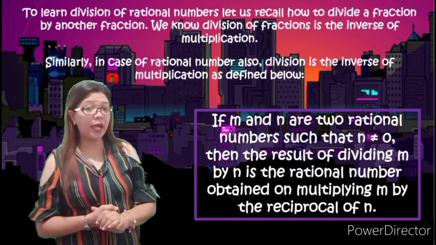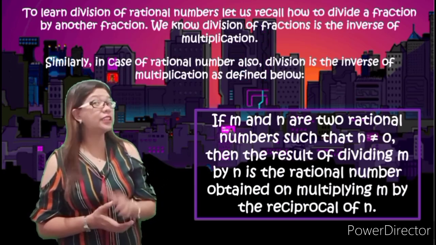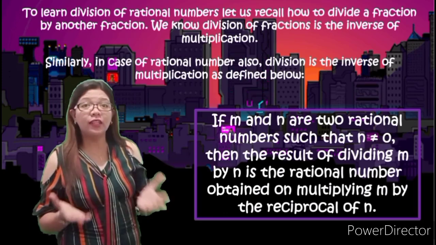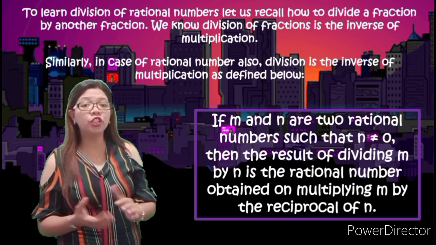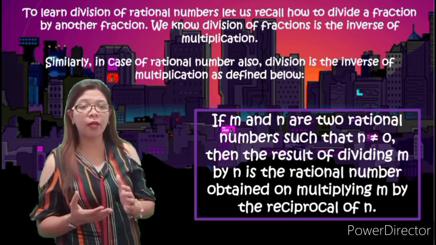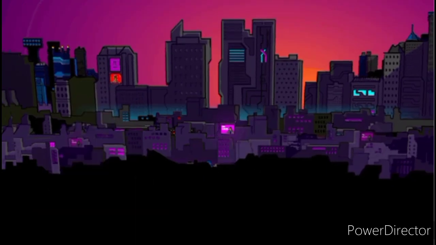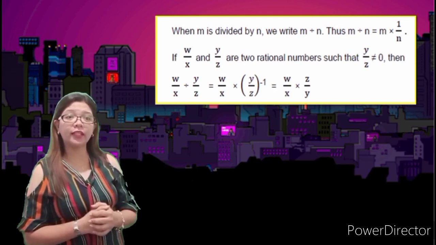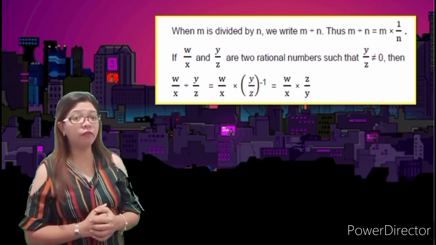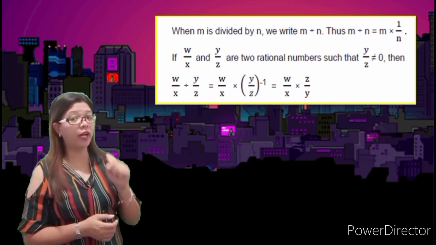If m and n are two rational numbers such that n is not equal to 0, then the result of dividing m by n is the rational number obtained on multiplying m by the reciprocal of n. When m is divided by n, we write m divided by n. Thus, m divided by n is also equal to m multiplied by 1 over n.